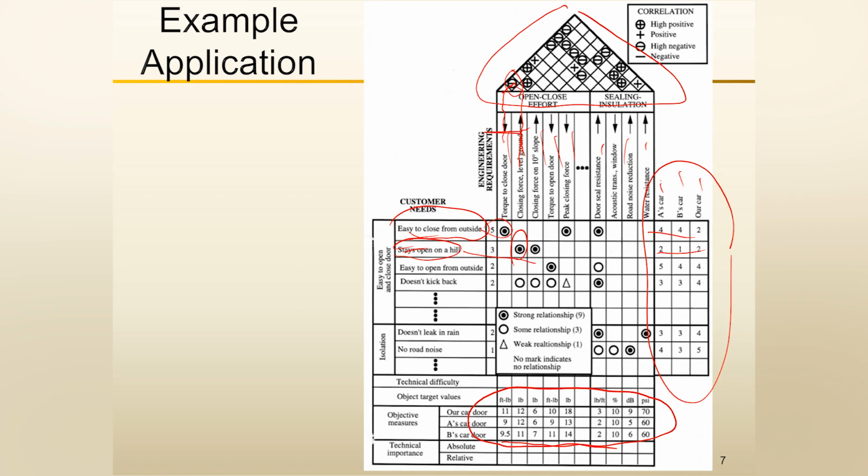And so there's a pair, as I said before, there's a cell for each pair of performance metrics. So if you go up here, and go down there, you can see that those two are related. So that's closing force on a 10-degree slope and acoustic transmission, and they're correlated in that cell. So that's the roof of the House of Quality.